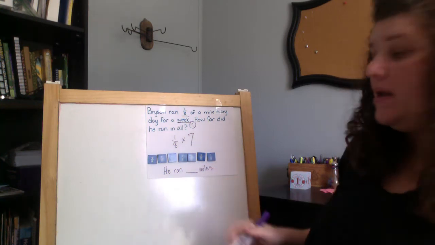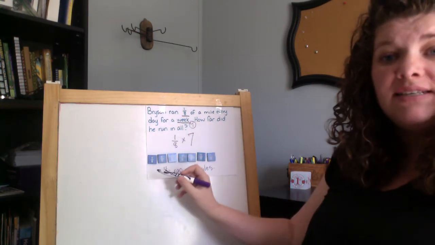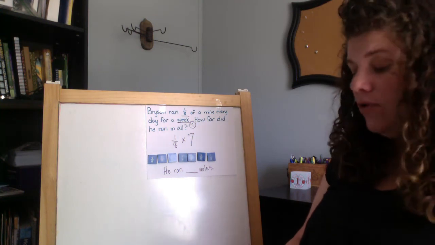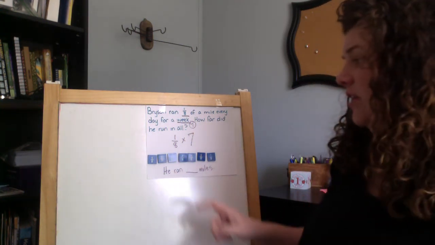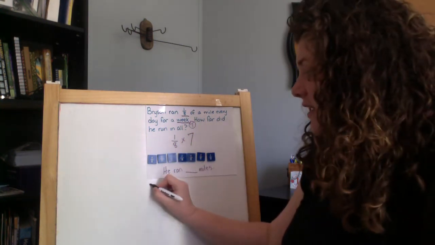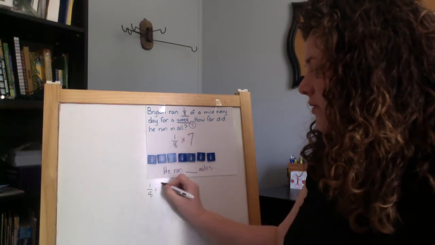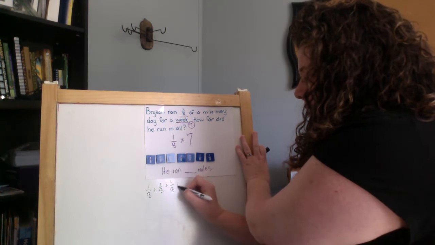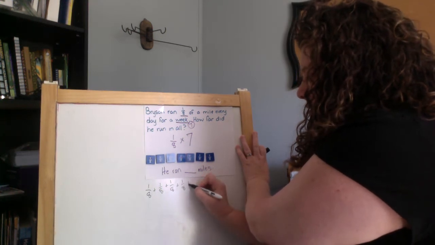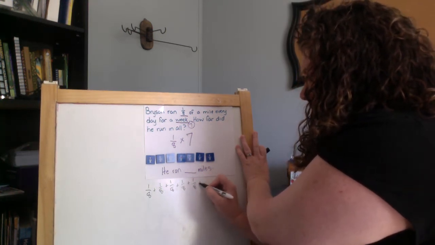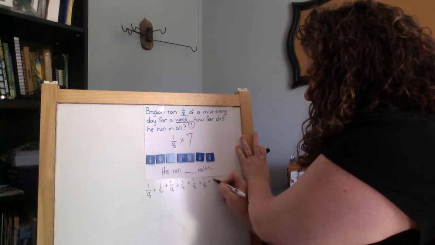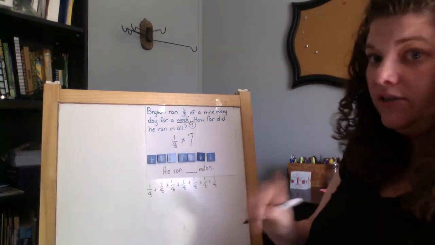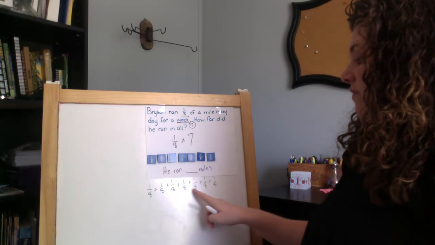Okay. What I have done here is to create kind of like the picture model and like the repeated addition. I can pull both from these tiles. So if I were going to write this as a repeated addition, I'm just going to put a plus sign in between each one of these. 1/8 plus 1/8, and I'm going to do that 7 times. 3, 4, 5, 6, 7. I'm going to count it again to make sure I didn't mess up. 1, 2, 3, 4, 5, 6, 7.